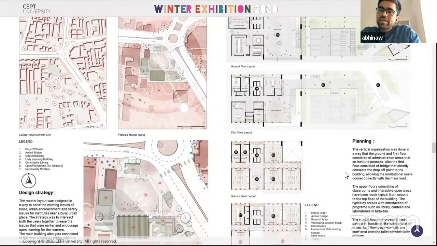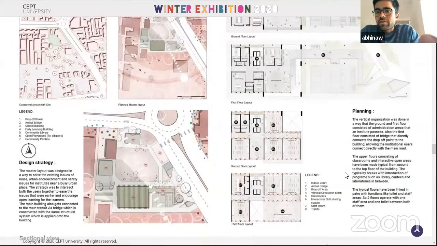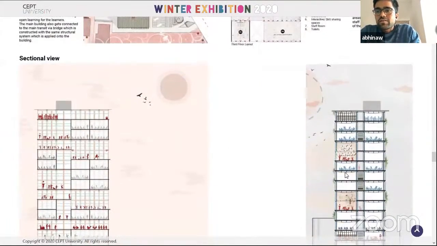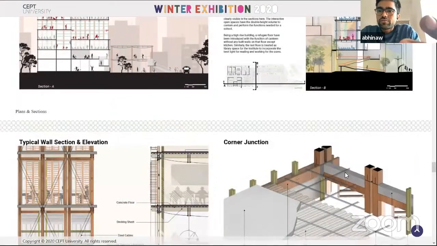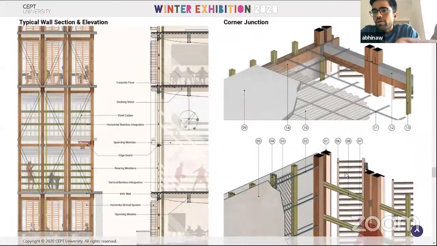So we came up with the architectural programs. So you will find out how the program is responding to the site in these slides. And then coming to next, there are the sections and sectional perspectives and views, and then all the details about it, how the program is inside the building, how the details are responding to the program, and how the details are responding to the building.